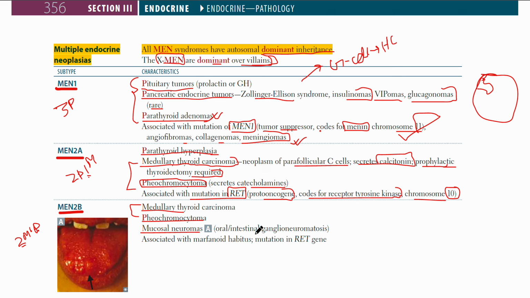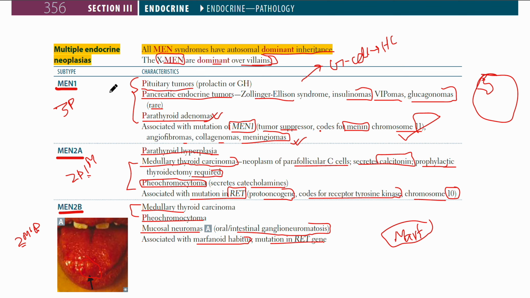Mucosal neuromas can be either oral or intestinal ganglioneuromatosis. In mucosal neuromas, you can see the lesions here. They are associated with Marfanoid habitus. What is Marfanoid habitus? There is something called Marfan syndrome, right? The hands and legs are very long in that syndrome. We have to talk about that in a very detailed manner someday, not today. So that kind of habitus is seen in MEN2B. It is also due to mutation in the RET gene. Same gene, RET gene.